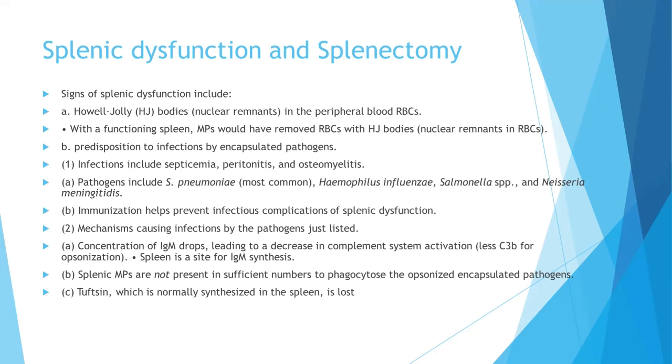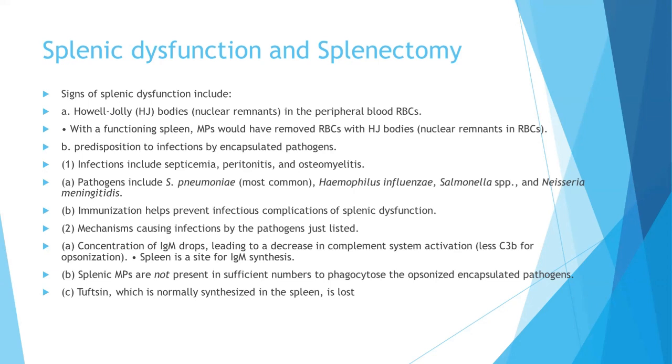The spleen dysfunction and splenectomy. The signs of spleen dysfunction include Howell-Jolly bodies. These are the nuclear remnants in the peripheral blood RBCs. With a functional spleen, the macrophages would have removed the RBCs with Howell-Jolly bodies. But with a dysfunctional spleen, they are not able to remove them. There is a predisposition to infections by encapsulated organisms like Streptococcus pneumoniae, Haemophilus influenzae, Salmonella, and Neisseria, which can cause septicemia, peritonitis, and osteomyelitis. So immunization helps to prevent against these organisms.